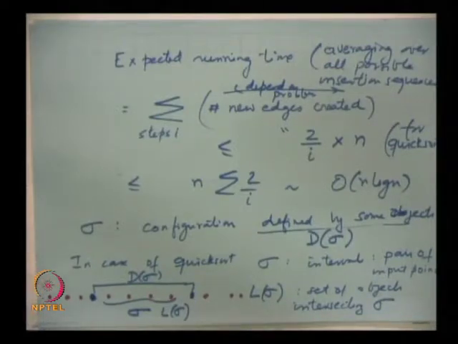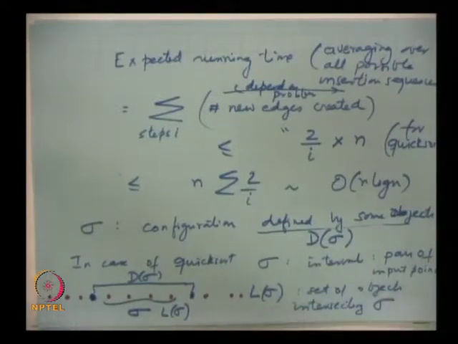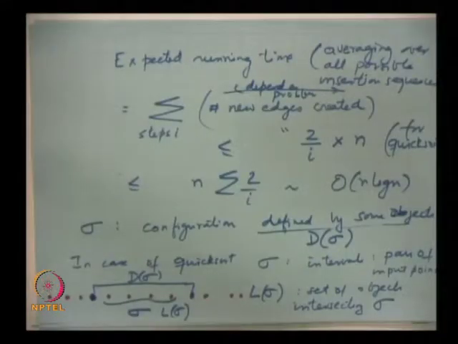We make this further assumption that D of sigma is bounded by a constant. So, we do not want to get into a situation where a configuration is defined by an unbounded number of objects. So, in the case of intervals it is 2, okay. We will see some other examples where it may be 3 or 4 or 5, but it has to be some kind of constant. Okay. So, that is our assumption, and it is valid in most situations.